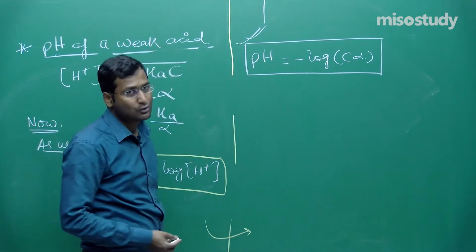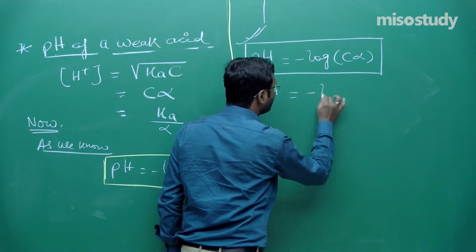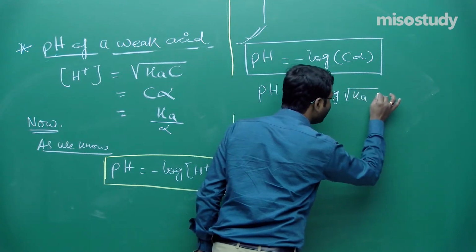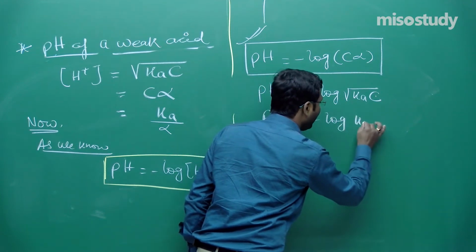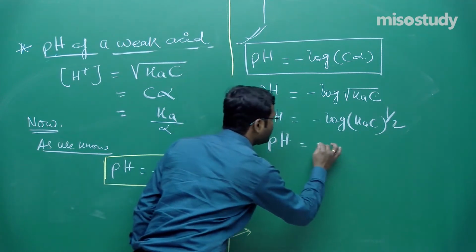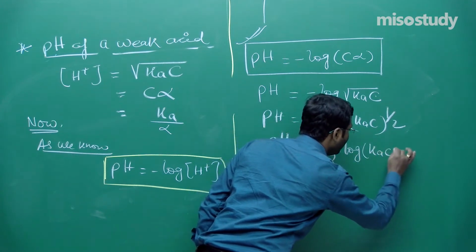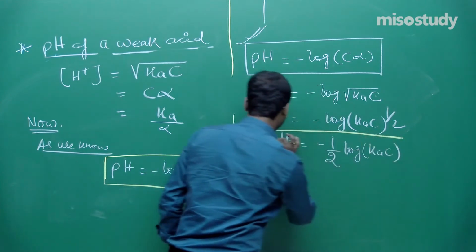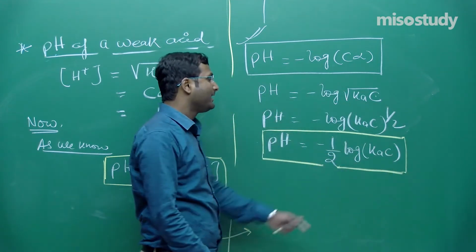Now in terms of dissociation constant and concentration, pH is equal to minus log root under Ka into C. It can be written as minus log KaC to the power 1 by 2. Now the expression is pH is equal to minus 1 by 2 log Ka into C. I hope you all are getting. This is the second expression of pH in terms of equilibrium constant and concentration.